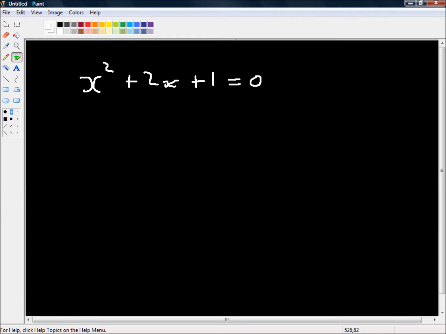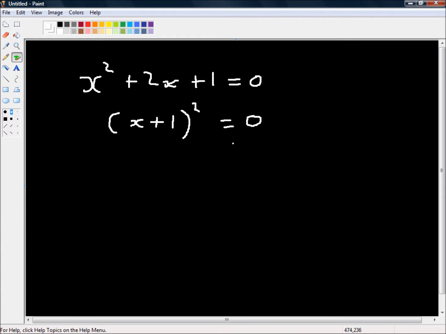Okay, well, if we halve the numerical component of the x term, 2 divided by 2 is 1, and then 1 squared is 1. So we'll notice that this is already a perfect square, so there's nothing to complete. Since it's already a perfect square, we can just go right ahead and factorise it. So this is x plus 1 squared is equal to 0.